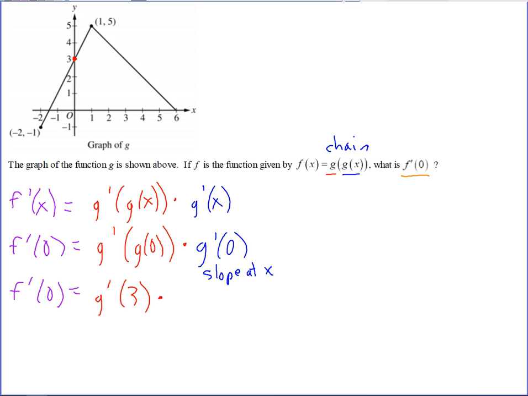In this case, the slope at x equals 0. So we're looking at the slope at this point, not the y coordinate. Let's look at the slope. You can find the difference between these two. We got these 2 points, right?